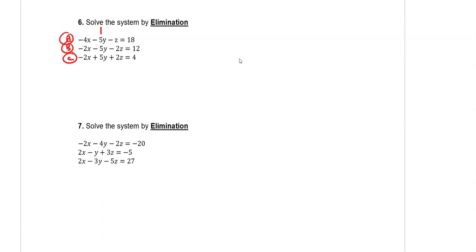So I really like y right here because see how they're all 5 already? That means that y would be really easy to eliminate. So I'm going to eliminate y. And the first thing I could do is I could do A and B and eliminate by just adding those two together. Well, I have to subtract because they're the same. So I'm going to do A minus B. I'll label them A, B, C.